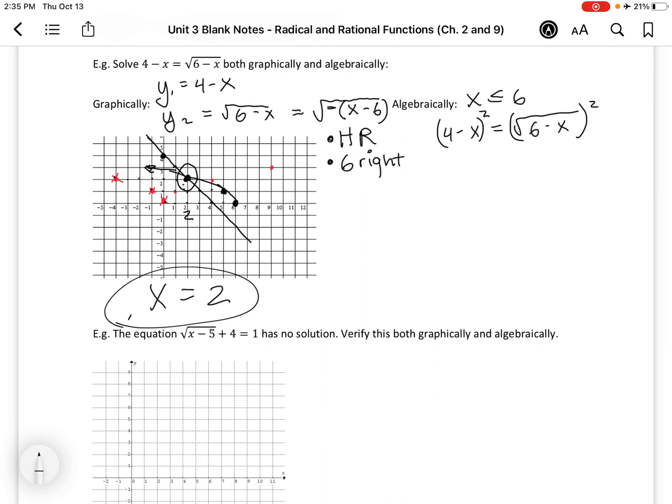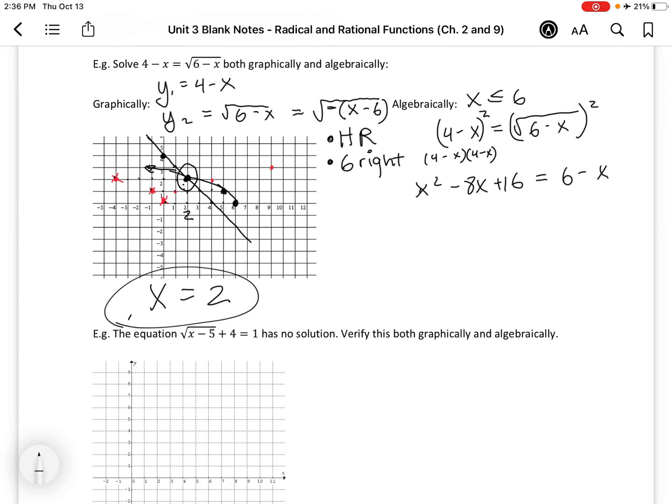Okay, and remember, (4 minus x) squared is (4 minus x) times (4 minus x). So when I expand here, 4 times 4 is 16. And then minus 4x minus another 4x is minus 8x. Negative x times negative x is plus x squared. So I'm going to rewrite that in the format x squared minus 8x plus 16. I'm just going to change around the order of the terms because that's the way I'm used to it. And then on the right side, the square root of 6 minus x, squared, is 6 minus x.